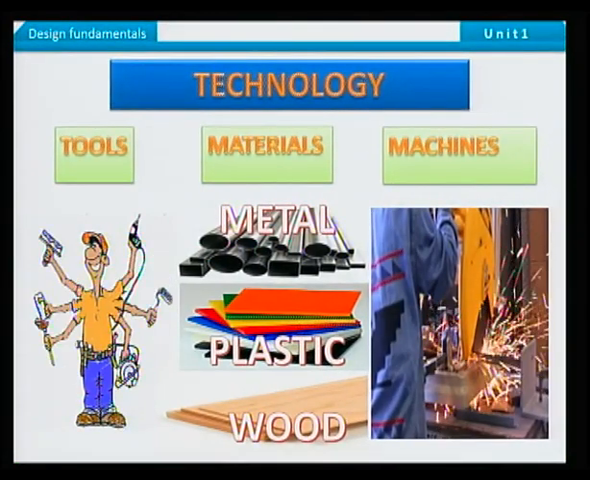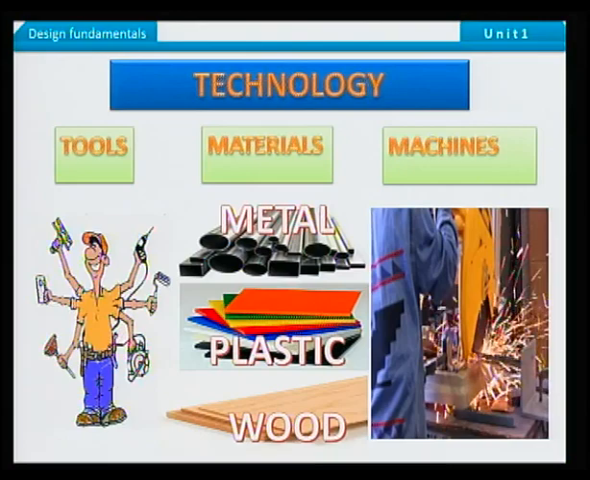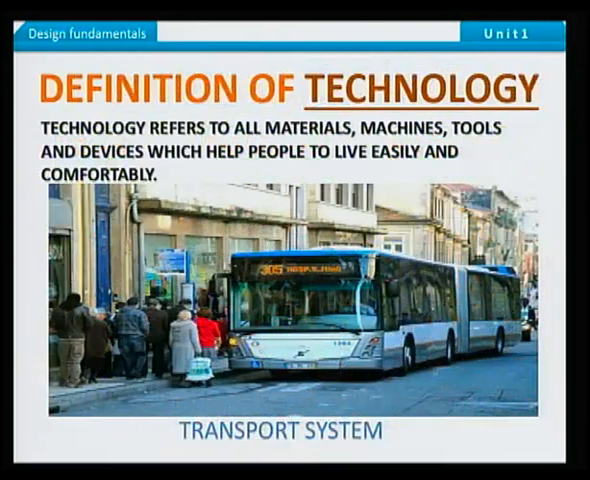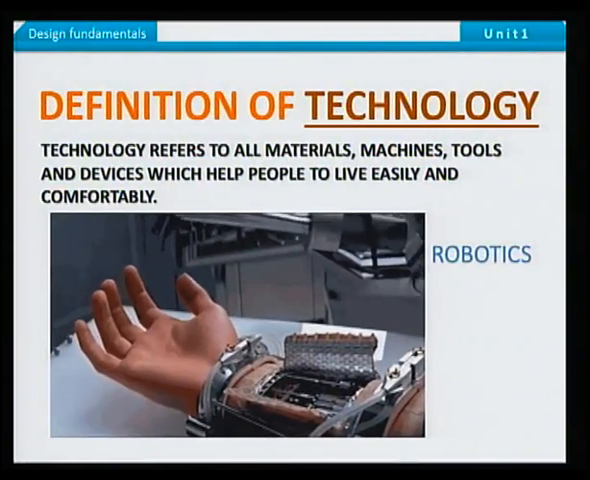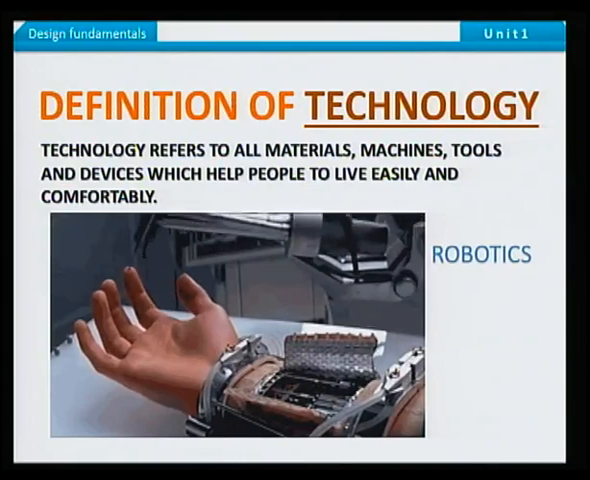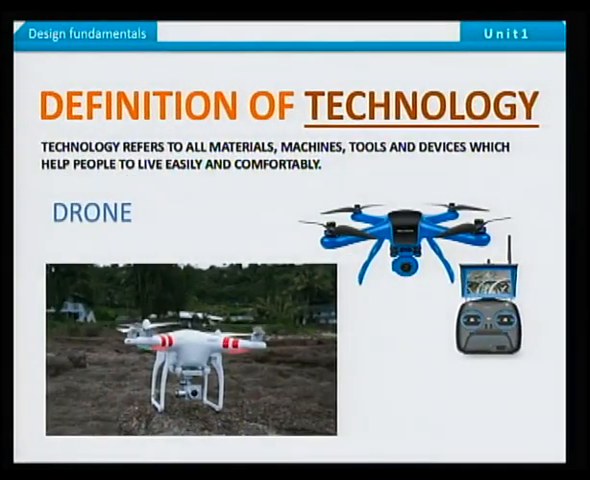Technology refers to materials, tools, and machines that allow us to have an easy and comfortable life. For example, we have semi-low-floor buses in the transport sector. Robotics is being developed to perform complicated tasks. The picture is showing a very famous technological gadget. I'm sure most of you listening to me today would like to have one. Am I right? The drone gives us a nice aerial view, and with some training, it is quite easy to control it.